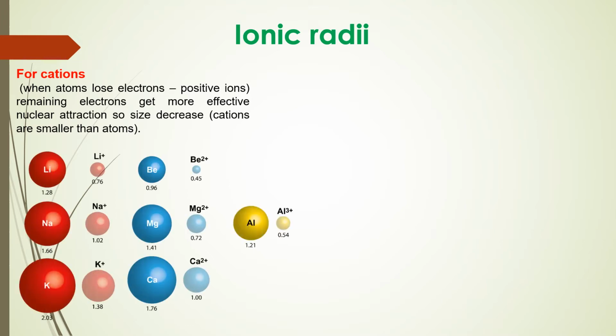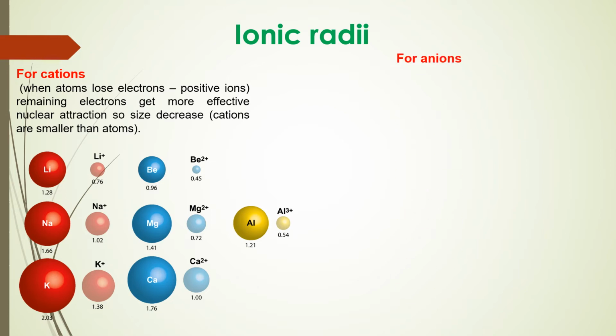Let's look at some examples here. Let's compare the size of lithium atom and lithium ion. Between the lithium atom and lithium ion, the ion is far smaller than the atom. Likewise, when we compare all the cations given here, they are smaller than the atom. And the reason is because these ions have a greater effective nuclear attraction.